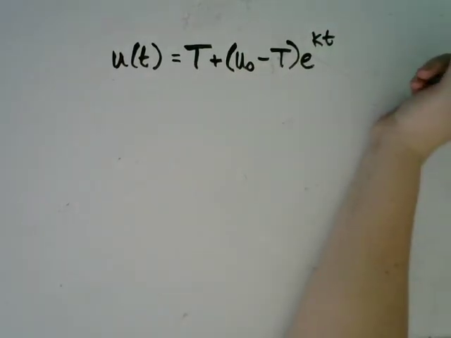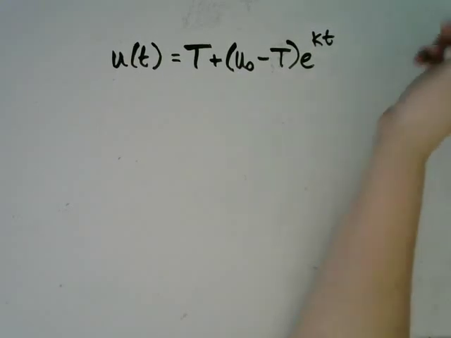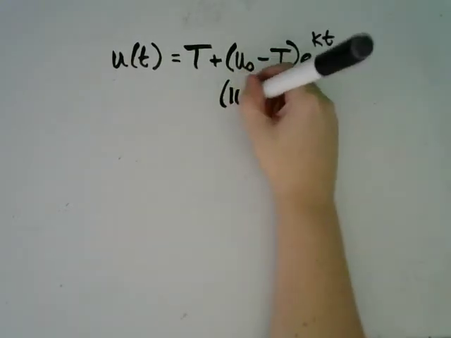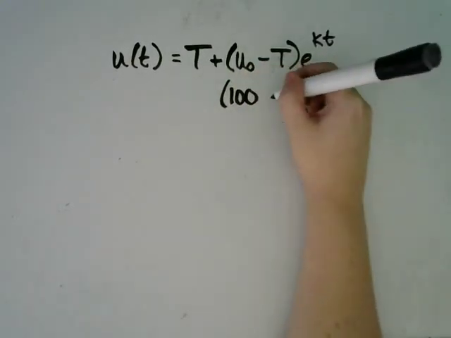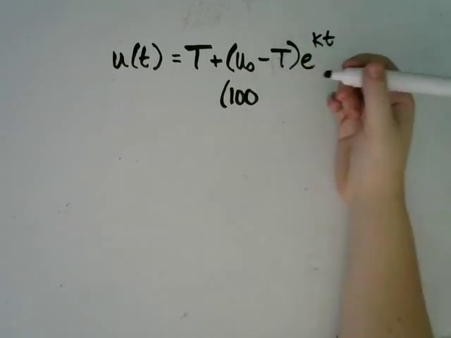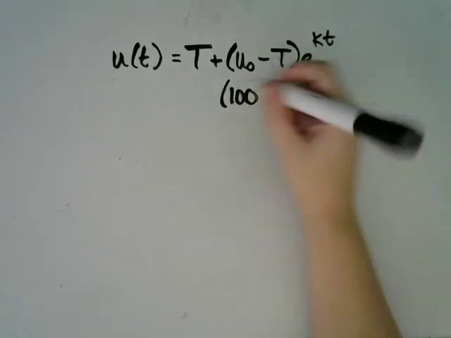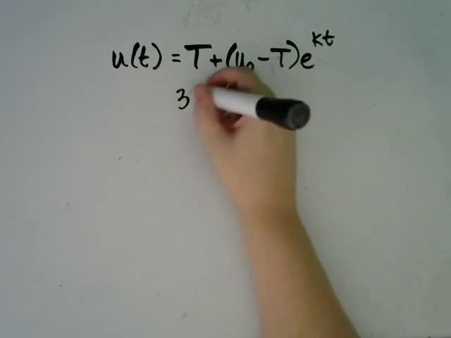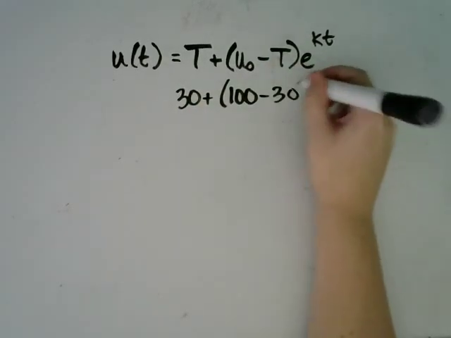Our example is an object heated to 100 degrees Celsius that is allowed to cool in a room whose air temperature is 30 degrees Celsius.